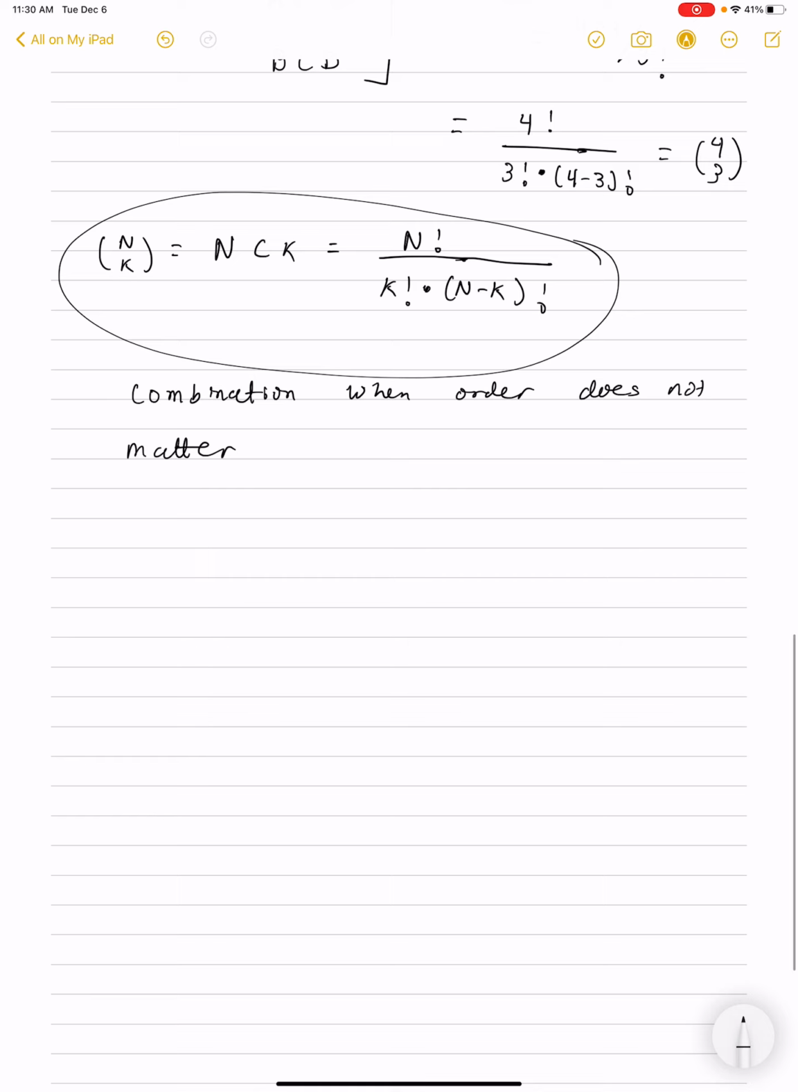So let me just give you a few examples, and you're going to choose permutation or combination.